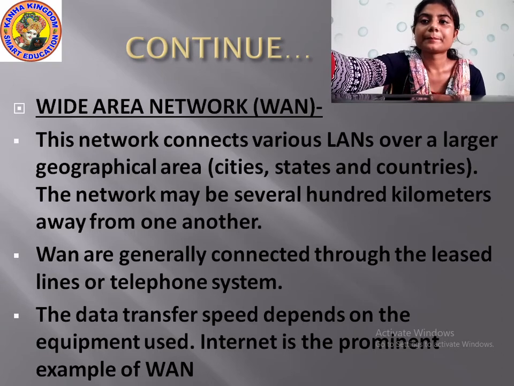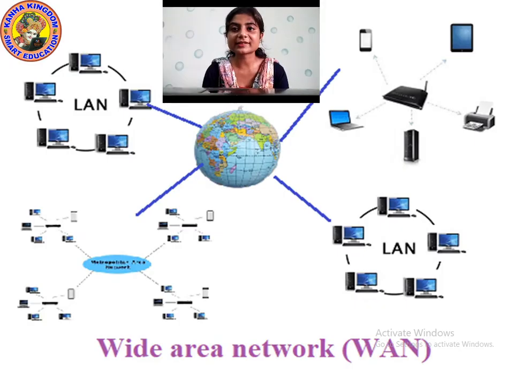Understood? See students, this is WAN. It can share its information with LAN also, with MAN also, within a country or outside the country, outside the state or different city. This is a wide area network. It is globally connected with each other.